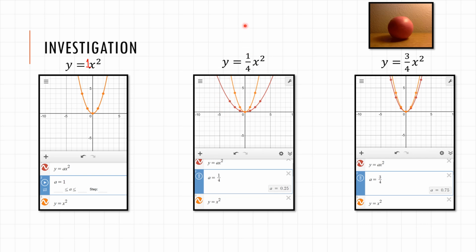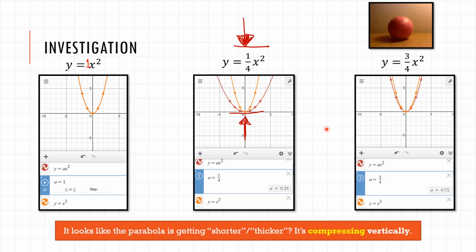It sort of looks like somebody really pushed downwards like this. Really pushed down from the top as well as up from the bottom here. And that's what is making the quadratic look like it's sort of stubbier. It looks like it's wider, but it's really just shorter. And the same thing happened here. So what's actually happening is the parabola looks like it's getting shorter and thicker, but it's actually just compressing vertically. So it's only shorter. It doesn't actually get wider than this.